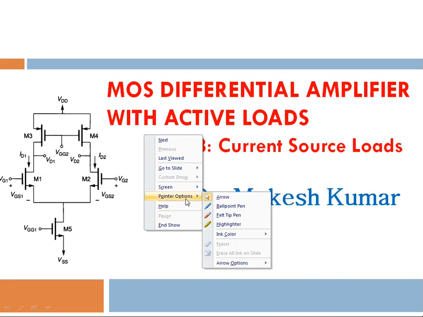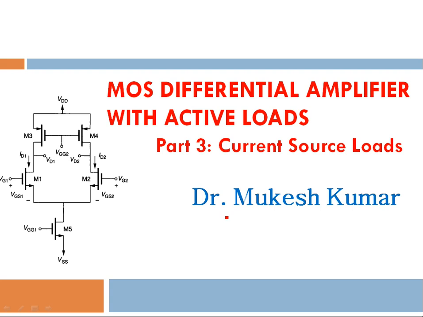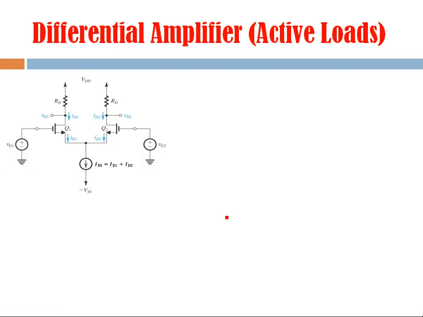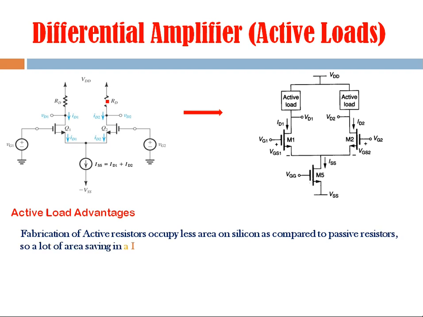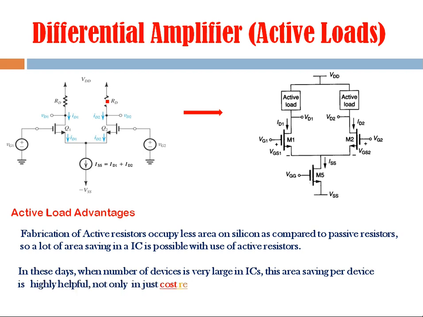The topic of today's lecture is amplifier with active loads, and the type of load which we are going to cover today is current sources as load. We know that in case of differential amplifiers we always prefer to replace these passive resistors by active resistors, and the advantage is that active loads require less area as compared to passive loads on silicon, and because of that we can save cost, and it's also possible to add more devices in that spare area, and that way we can add more functionality to the circuit, and that's why it's very useful to use active loads as compared to passive loads.